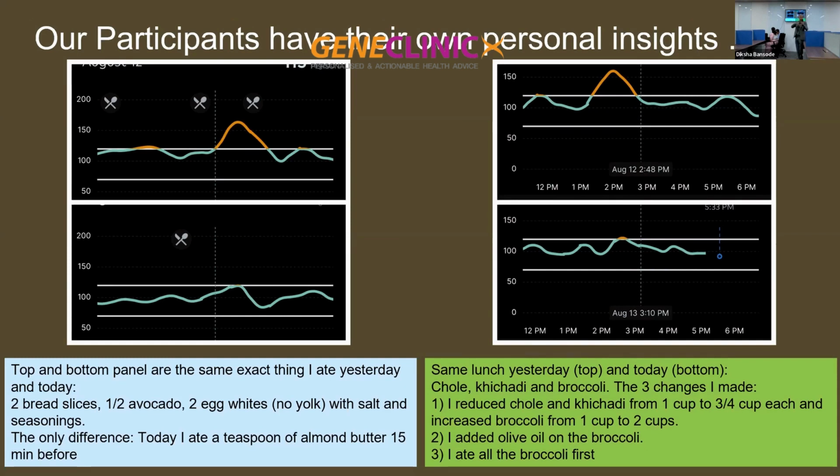So the portions changed. They added olive oil on the broccoli, partially for the taste, but partially because olive oil is good. And ate the broccoli first because again that's the fiber, right? That slows down that enzyme. And you can see the impact. So again, the point is you can continue eating all the same things, just make these minor tweaks.